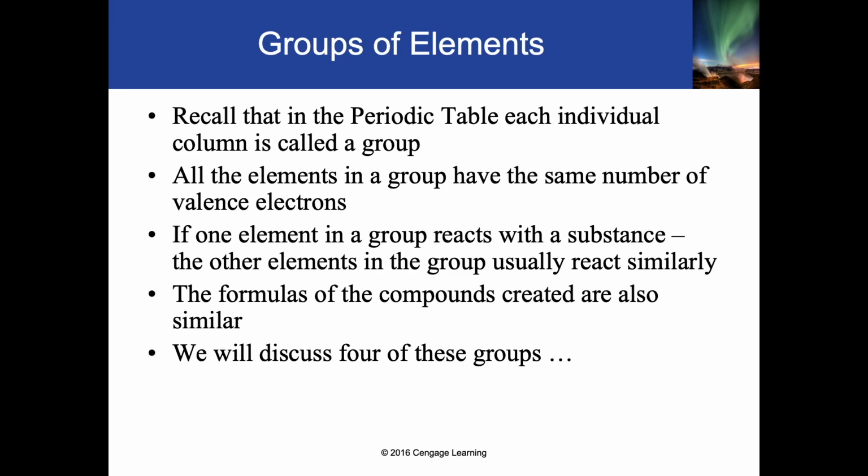If one element in a group reacts with a substance, the other elements in the group usually react similarly. We already talked about that last week, where if you're in the same group, you tend to react similarly with other things. When sodium combines with chlorine, there's a little fizzling explosion and you get salt. The same thing will happen with potassium and chlorine, because potassium and sodium are in the same group. Does that make sense? So elements of the same group will react with other things very similarly. And we'll see that in just a second.